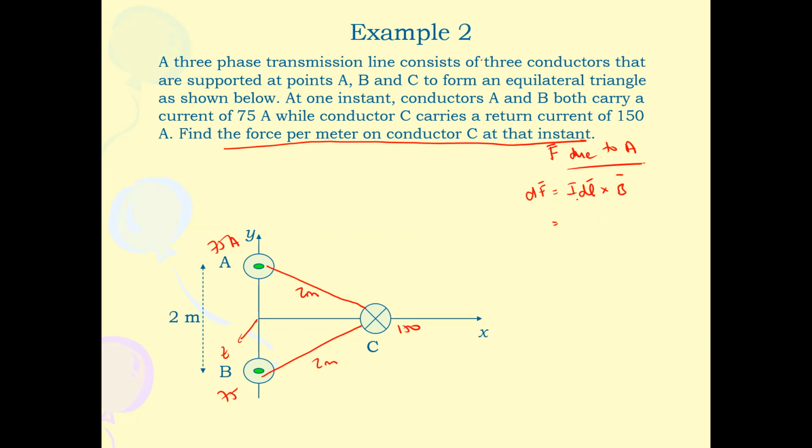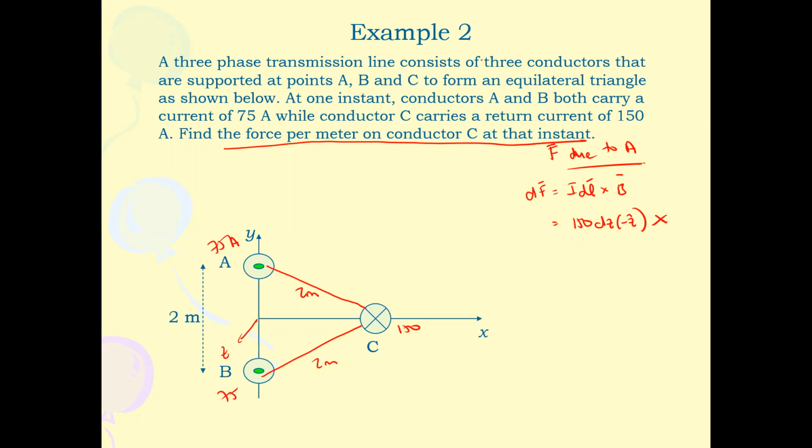In that case, I can write that I dl vector is 150, which is the current magnitude for conductor C, and the dl will be written as dz in the negative Z direction, because we know that the current in conductor C is pointing towards negative Z. So we can say that the dl will be dz in the negative Z direction.